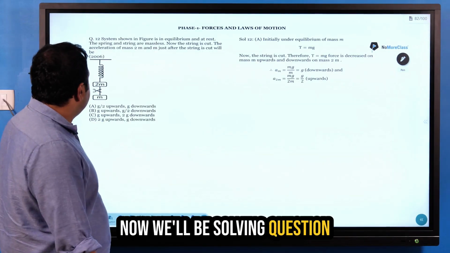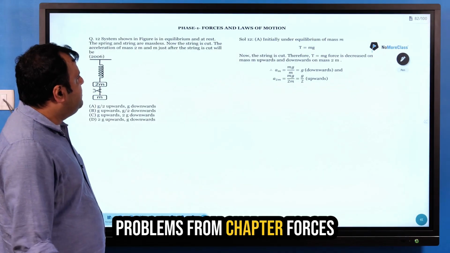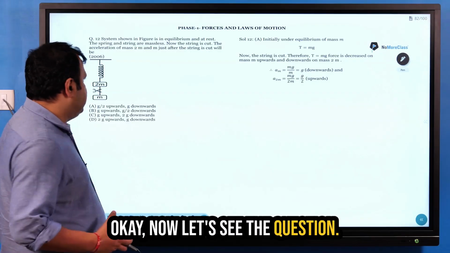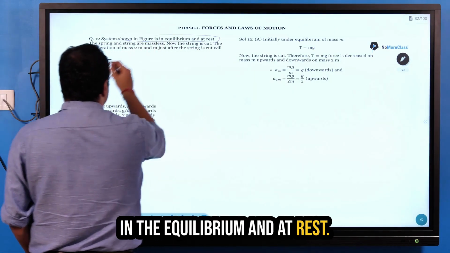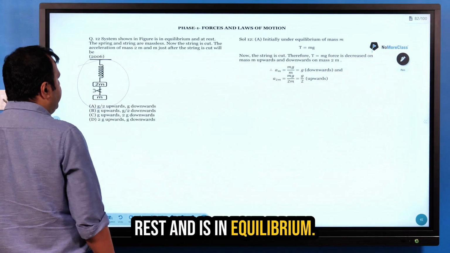Now we'll be solving question number 12 from previous year problems from chapter Forces and the Laws of Motion, phase 1. Okay. Now let's see the question. A system shown in the figure is in equilibrium and at rest. This is a system which is at rest and it is in equilibrium.